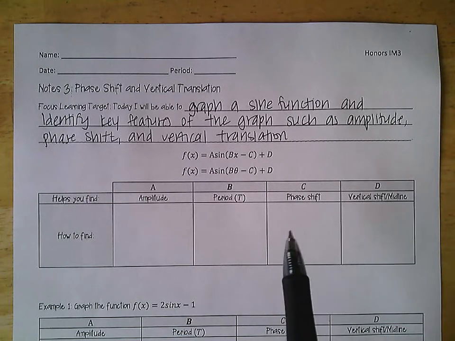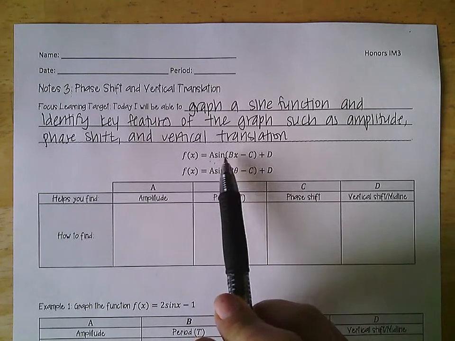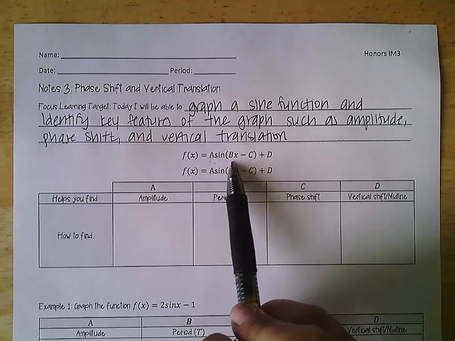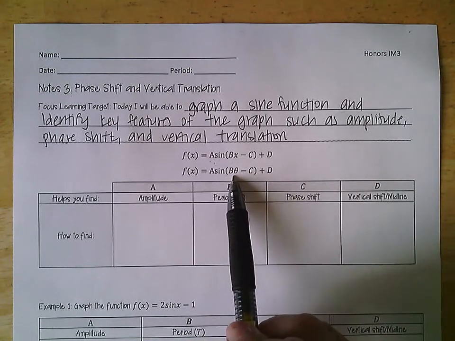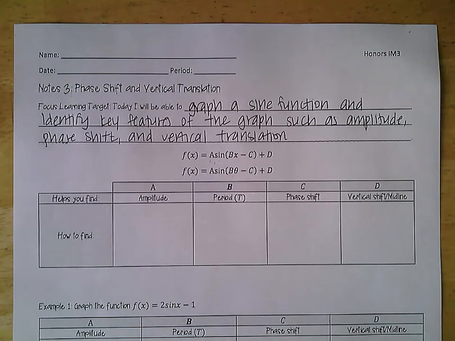And so this is the general function of the sine. It's a sine (bx minus c), this is in parentheses, plus d. Sometimes you'll see x, sometimes you'll see theta, but they both mean the same thing. It's just a variable. And then a, b, c, and d are just numbers that are in the function itself.